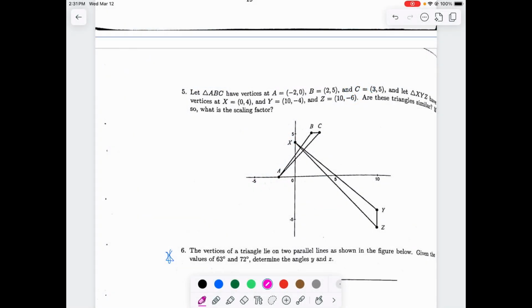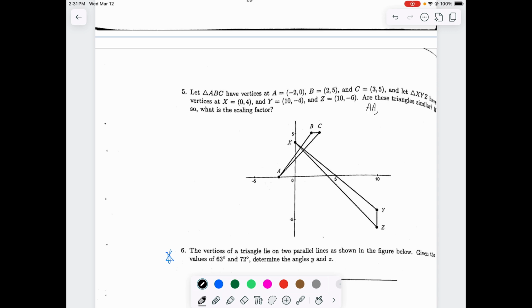Now we're on to problem number 5. Let ABC have vertices at A, B, and C. Let XYZ have vertices at X, Y, and Z. Are the triangles similar? If so, what's the scaling factor? Now let's take a look at these triangles and determine if they're similar. If they are similar, we could use one of these 3 methods. So this is something that should be going through your head: oh, similar, I know shortcuts.